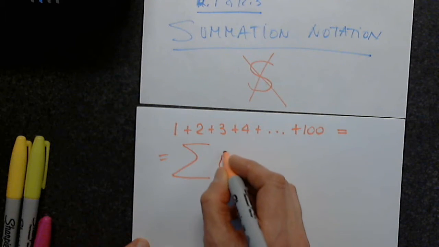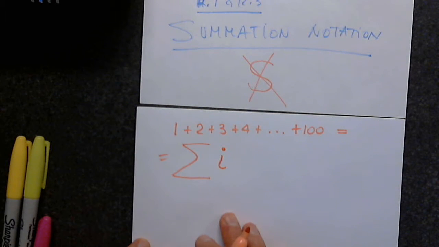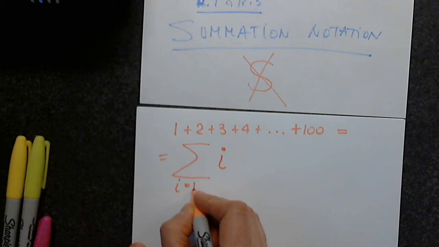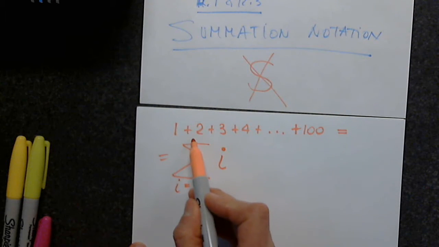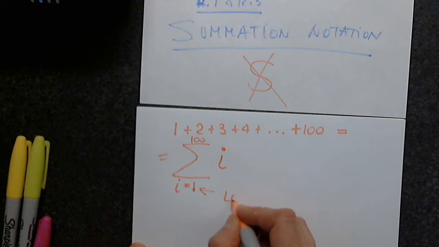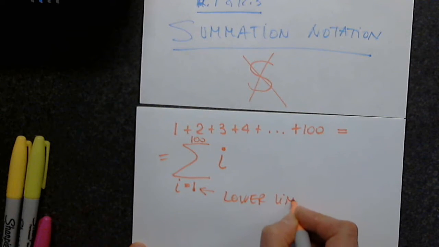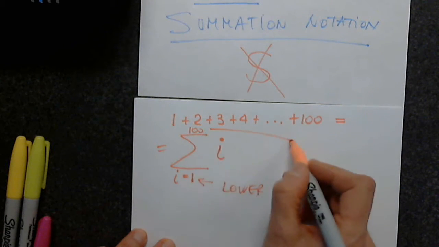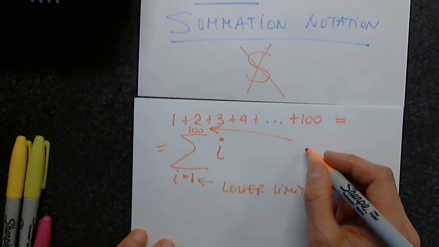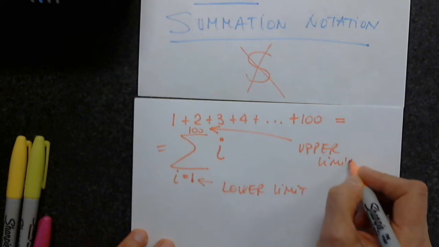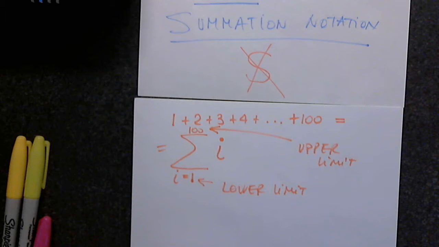Well, I'm adding a quantity called I that starts with I equals 1 and it ends with what? Exactly. This is called the lower limit of the summation notation. This is called, of course, the upper limit. And it is a very elegant notation.